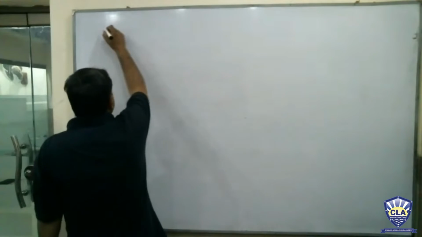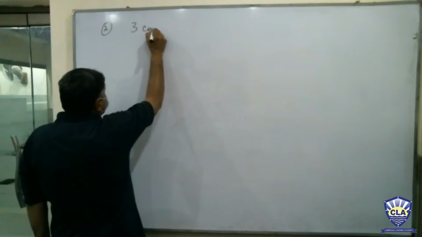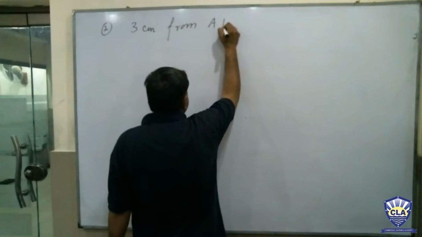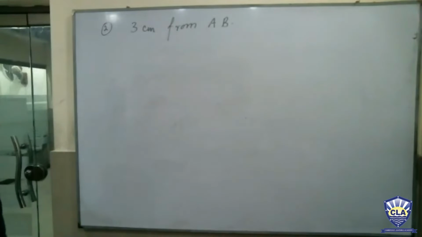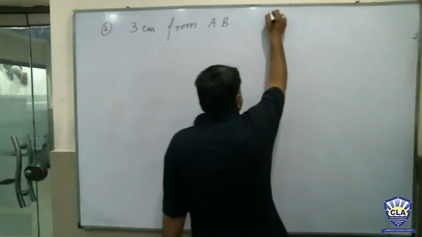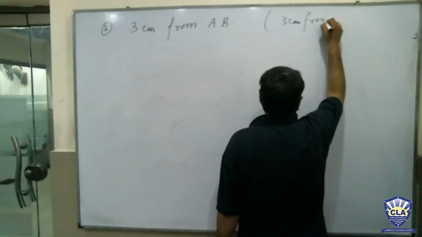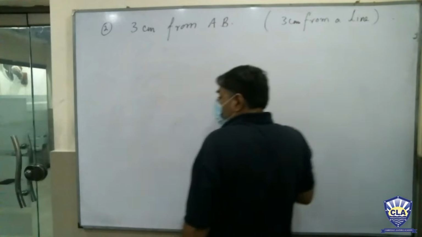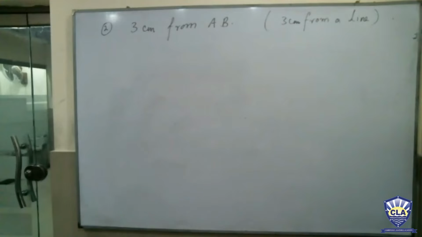Number two. If you said 3 centimeter from AB, 3 centimeter from AB, from a line, in general. 3 centimeter from AB.